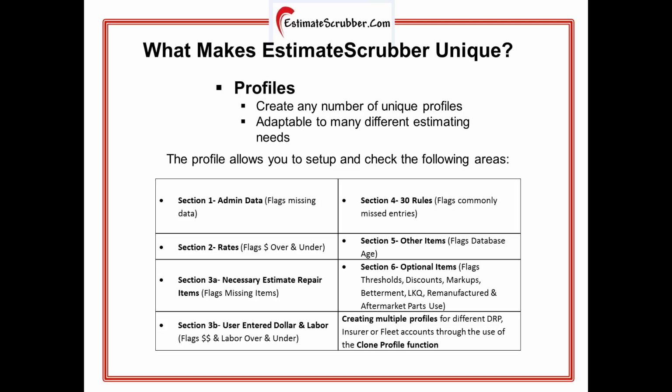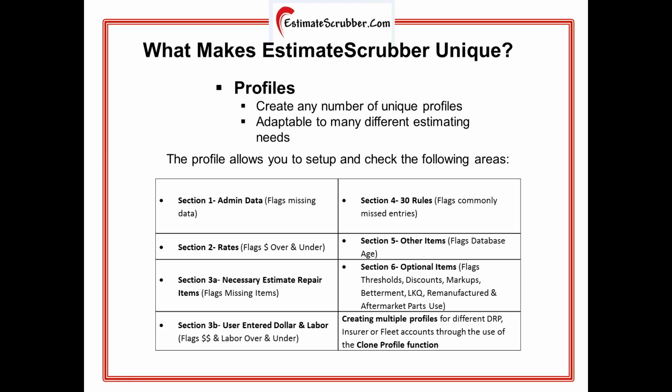Section 3B is basically the same as Section 3A. You would put verbiage in, but you can also put a dollar and labor amount in. And again, it flags it if it sees it over or under what's in the profile. Section 4 is the rules.